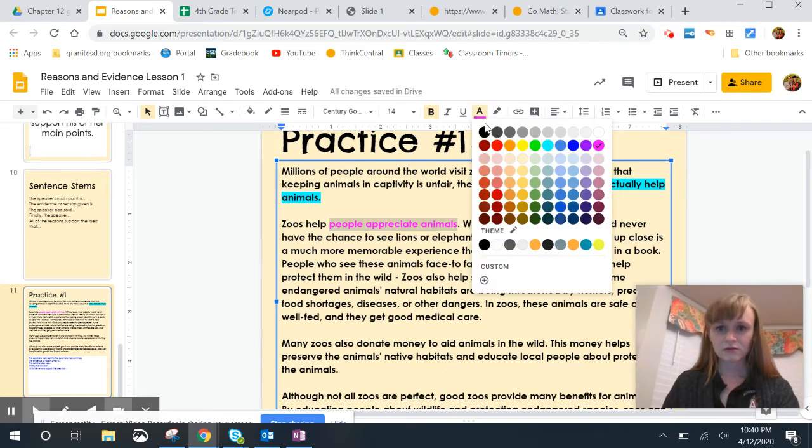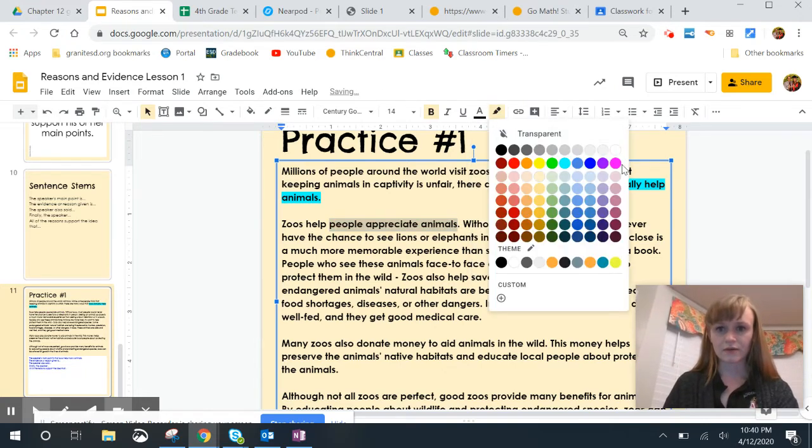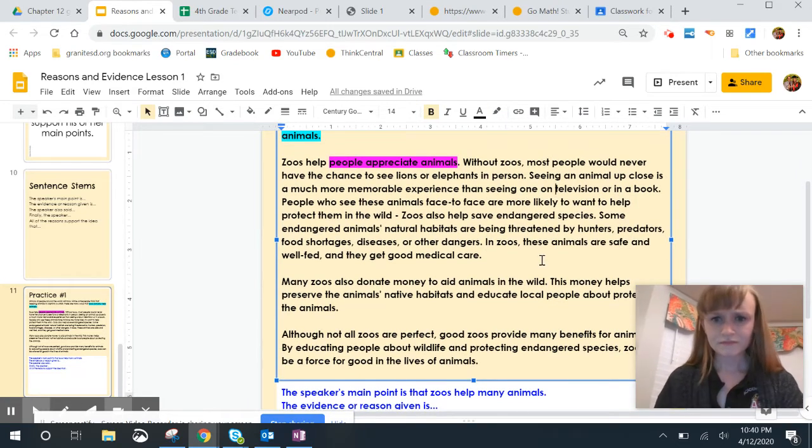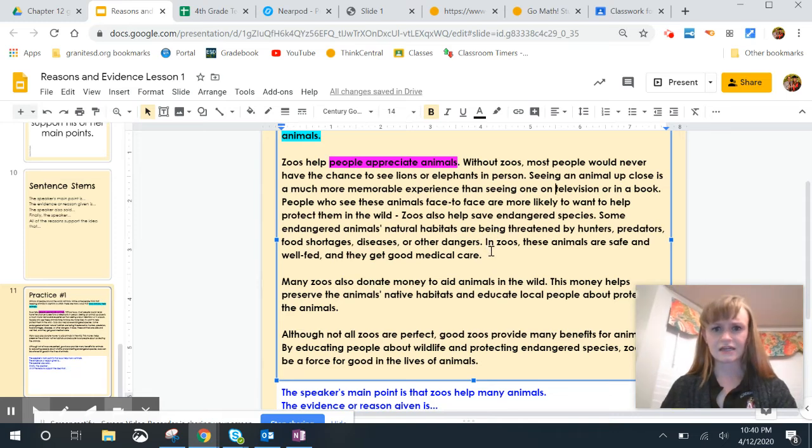Oops, wrong one. Okay, there we go. Highlight. Okay, the second big thing that I saw is that the reason they do this is so that we will protect them in the wild. They're more likely to help protect them in the wild.